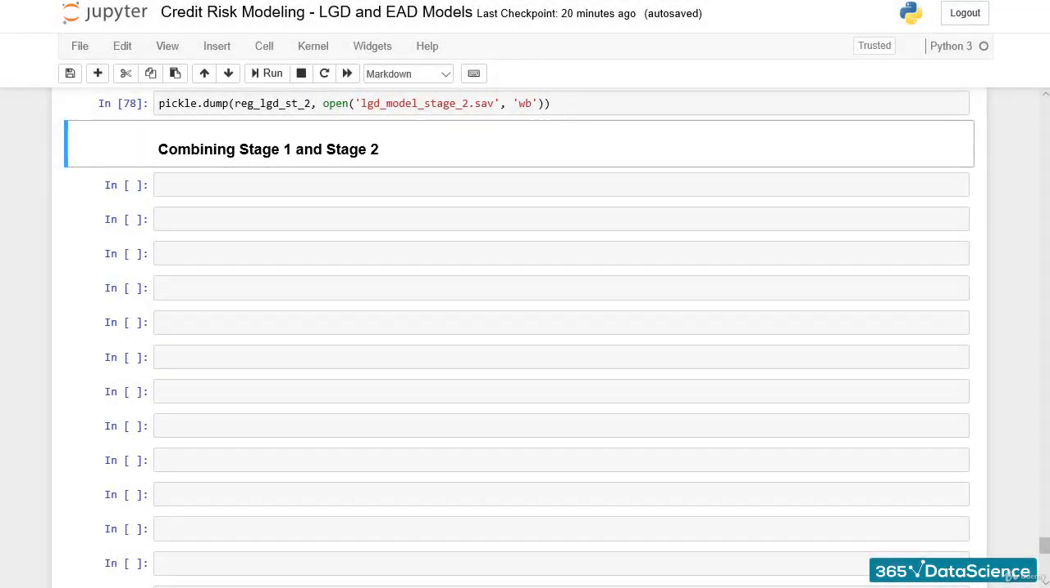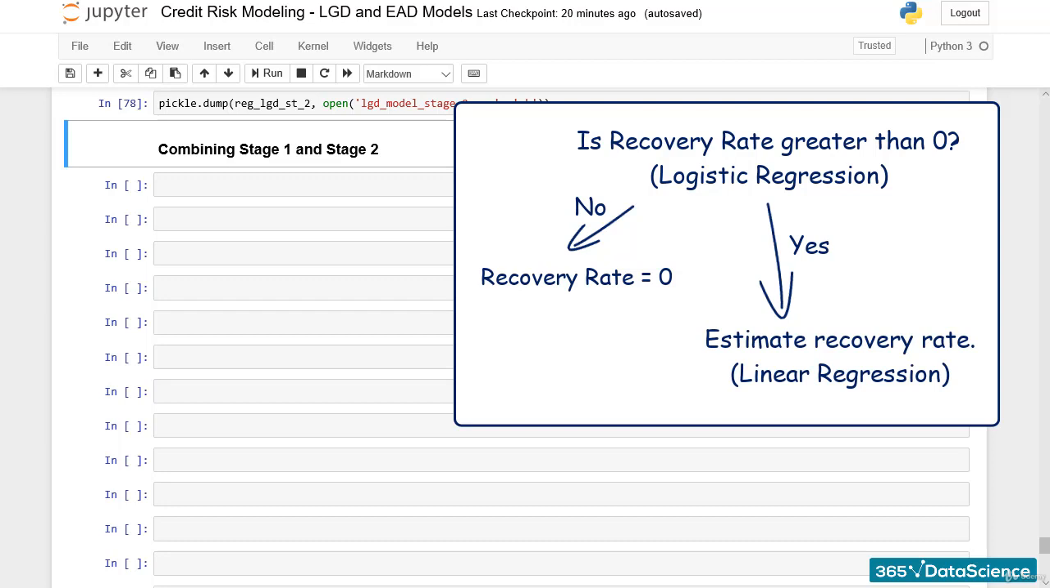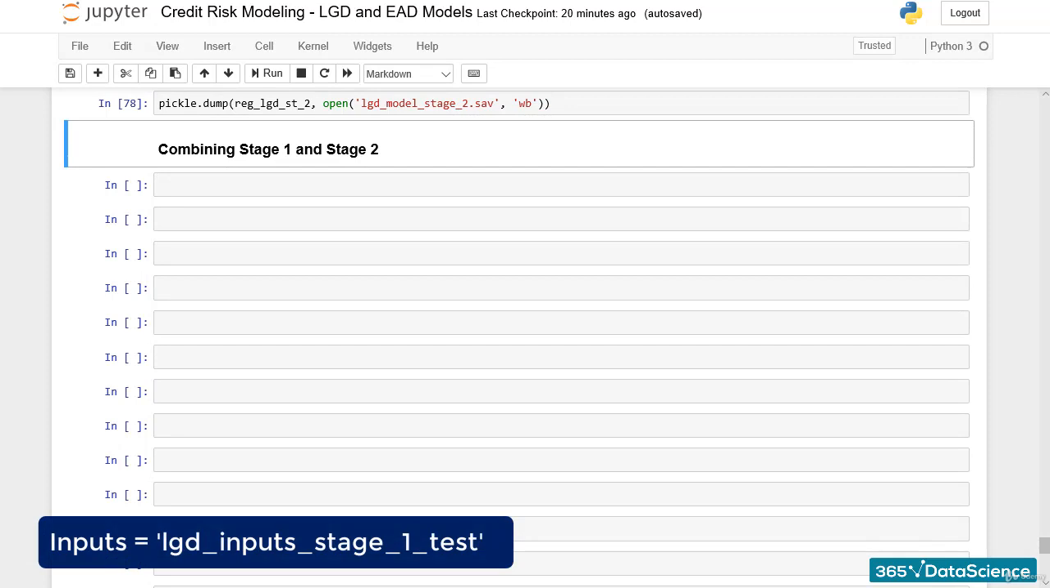Welcome back! How do we predict the recovery rate based on the two models we've created at Stage 1 and Stage 2? As we've said several times, to evaluate the recovery rate, we need all the test inputs and targets. First, we evaluate the inputs using the first stage of the model and all the corresponding recovery rates. This tells us whether they are predicted to be 0 or above 0. Then we take only recovery rates that are expected to be above 0 and predict them using the linear model from the second stage. The inputs are in the data frame LGD Input Stage 1 Test.